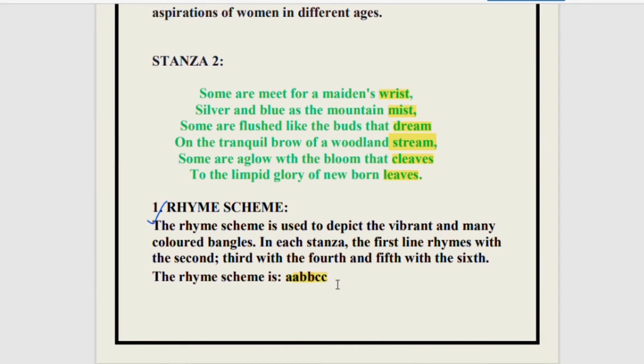So CC. Therefore, the rhyme scheme, which is used to depict the vibrant and many colors of bangles over here, is also present in the second stanza, where we find that these words in the lines are rhyming with one another.